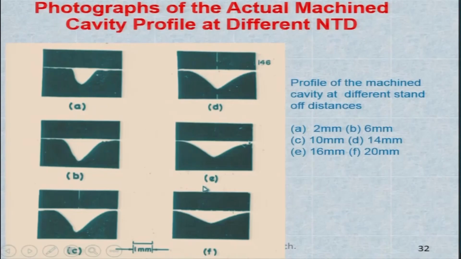Now, this is the actual photograph of the machined cavity profile at different nozzle tip distances, from A to F, starting from 2 millimeter to 20 millimeter. What happens is that when the nozzle tip distance is less than the required one, the energy is not sufficient, so the cavity cannot be made properly. Then when it is increasing, the energy of the impinging particles will be increasing, and then the profile will be made in a better way.